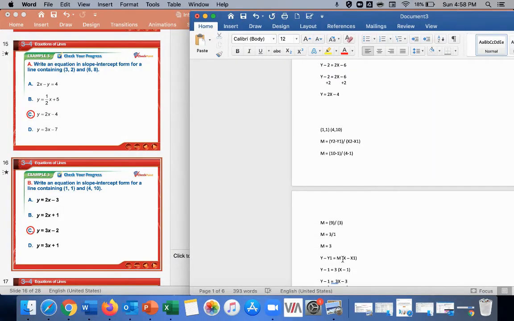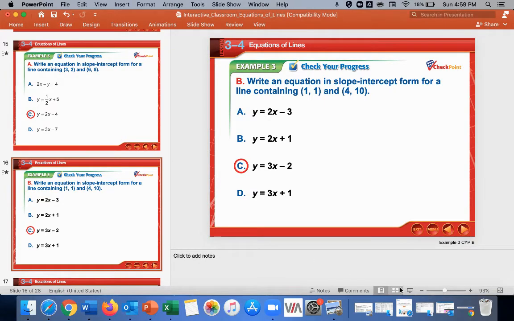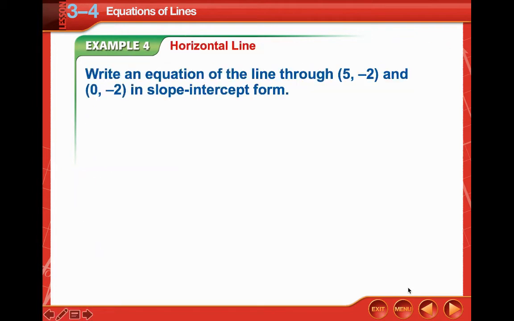Then we've got point slope formula. Let's sub in the first point, which is (1, 1). So we've got y minus y1 equals m times x minus x1, which becomes y minus 1 equals 3 times (x minus 1) after we plug everything in. Then add 1 to both sides, y equals 3x minus 2. Boom. Oh, yeah. All right, on to the next one.